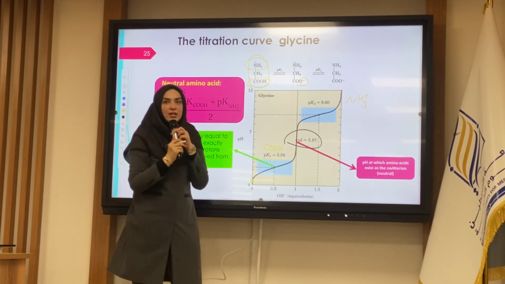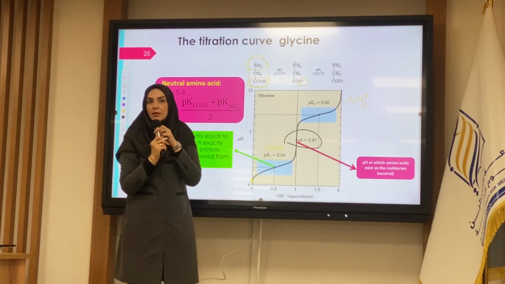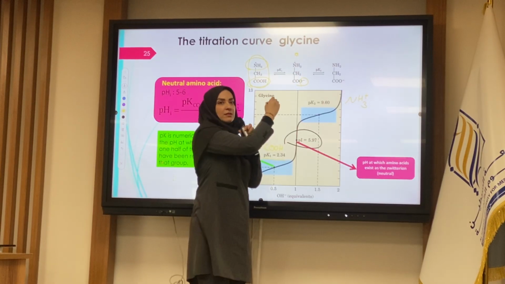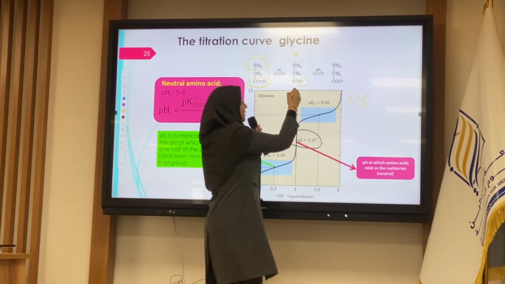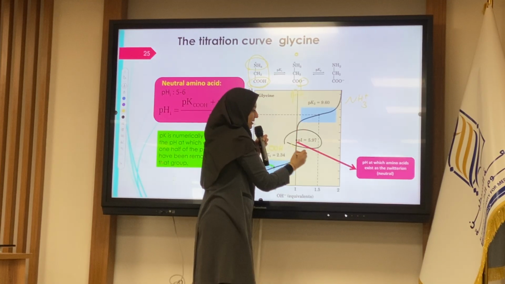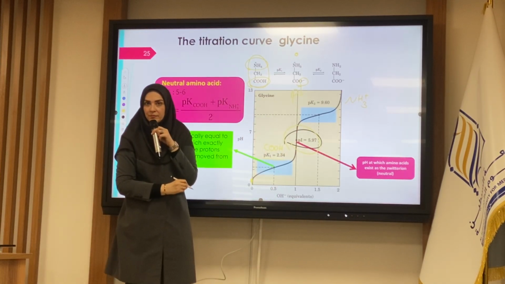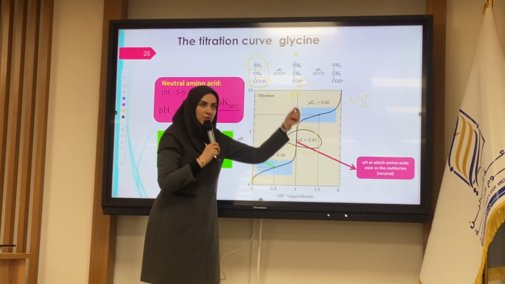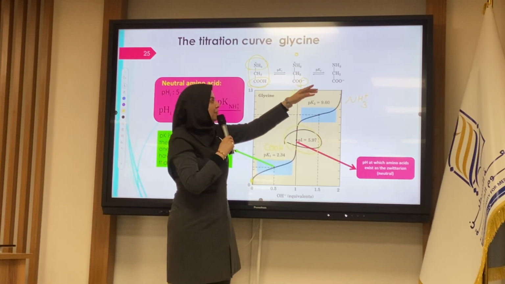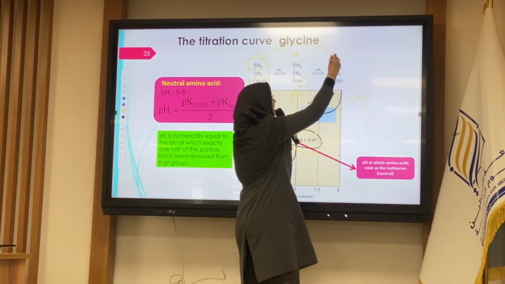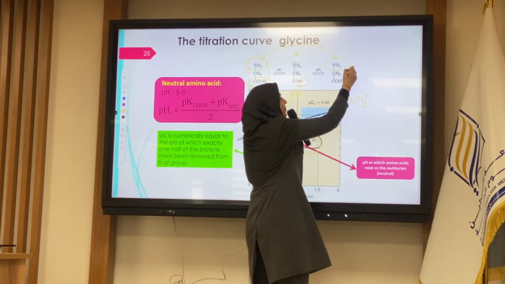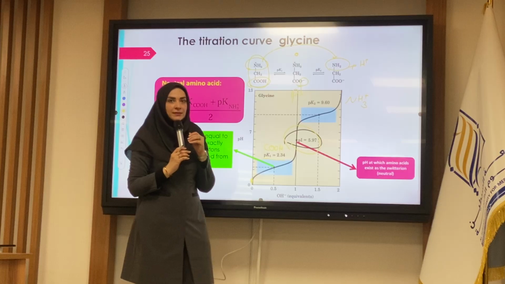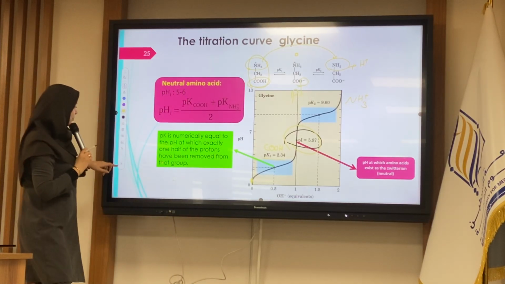And what is the net charge here? Net charge. Negative. Oh, zero. Zero. So this form is the zwitterion or PI form. Am I right? So you are here. Do you understand? You add more NaOH. What happened? The second ionizable group releases its proton. Okay? Do you understand?